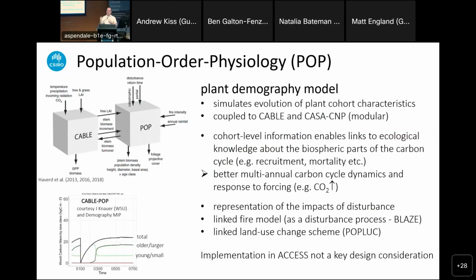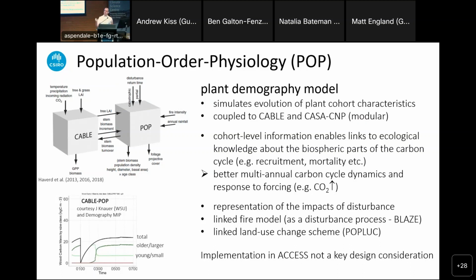It does simulate the dynamics of the communities of woody plants. The idea is that having community, cohort-level information better allows you to link into the vast knowledge in the ecological space about the biospheric parts of the carbon cycle. So it's things like recruitment, mortality, natural thinning.